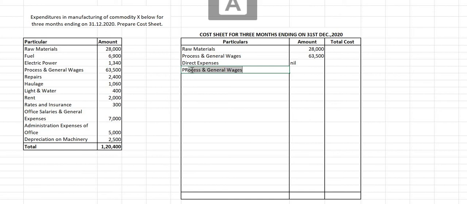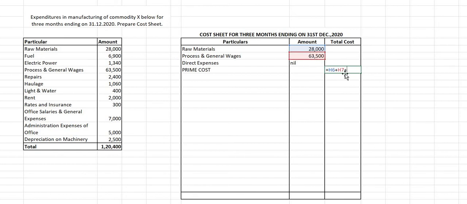So my prime cost will be after adding your direct material, direct wages and your direct expenses, and direct expenses is nil, so we have to add these two. Now in this you have to add indirect factory expenses.